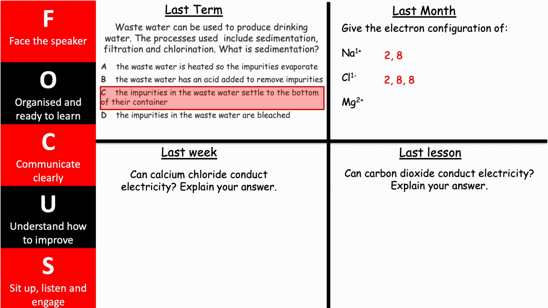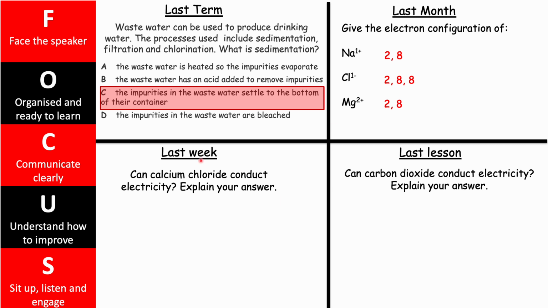Magnesium has 12 electrons. However, Mg2 plus has clearly lost 2 electrons to get the +2 charge, so it's only got 10 electrons. Out of these 10, 2 can fit in the first shell, which leaves 8 to go in the second shell. And the little hint you can use in the exam is all ions will have either lost or gained electrons to get a full outer shell. So this final shell, in all 3 cases, should be full, which here they are.